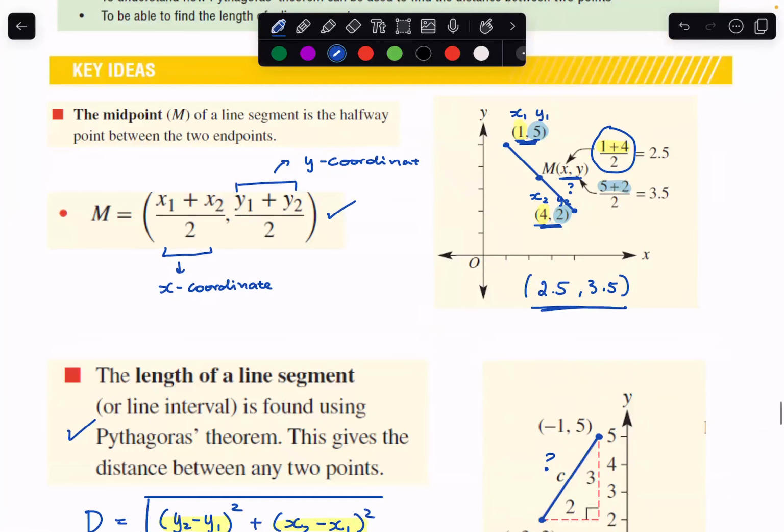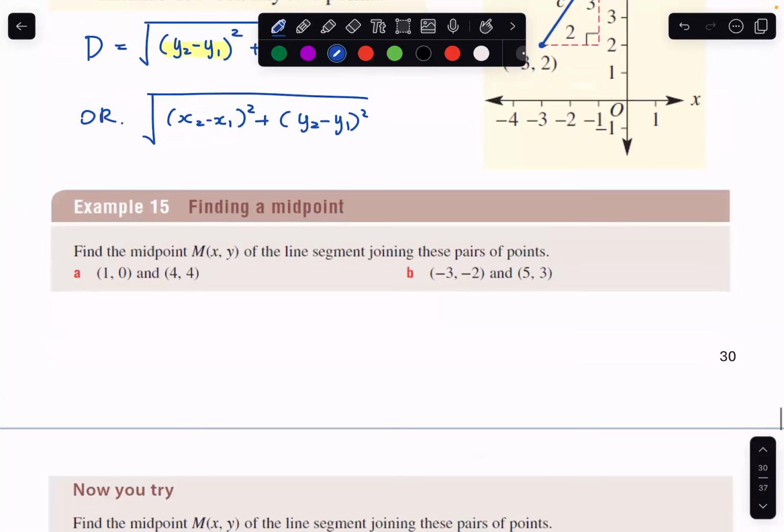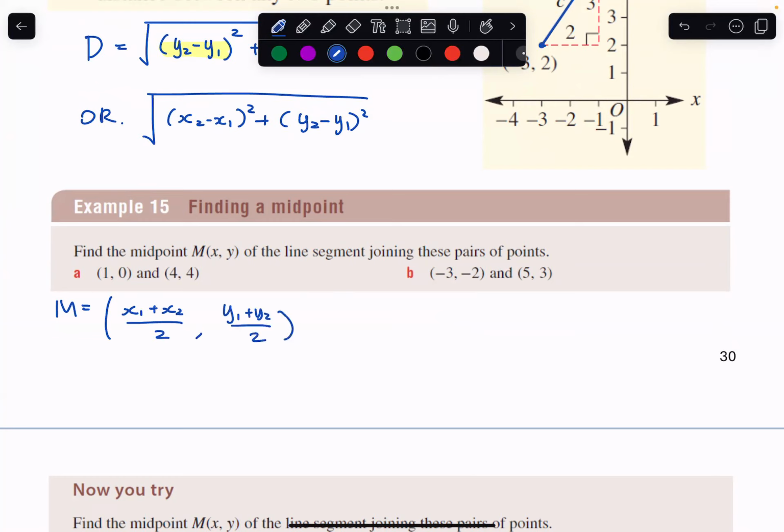All right, I'll write down the formula for you guys. Midpoint equals bracket x1 plus x2 over 2, comma, y1 plus y2 over 2. Very similar to the last few chapters. As we go through the exercise, we're going to label it first, okay? So that is x1, y1, x2, y2. Now we're going to substitute x1 plus x2, which is 1 plus 4, divided by 2, okay?